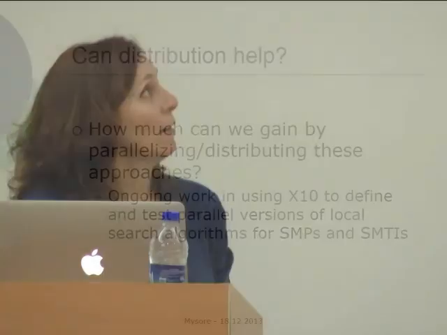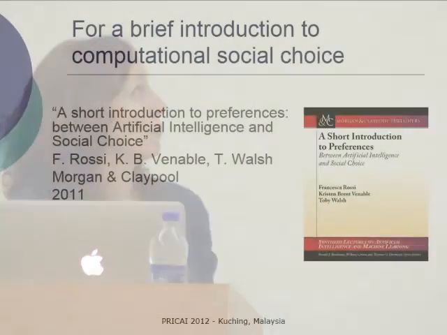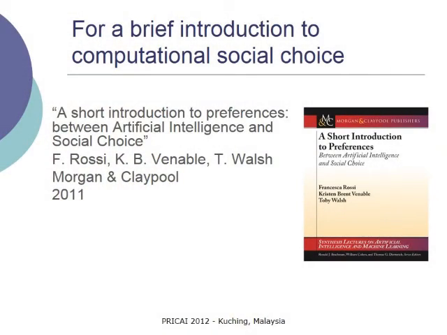And then here, actually, I think the distribution and parallelization can help because these local search algorithms are very easily distributable, and so it's nice to try to understand how to make them scale up even more, because some of these problems in practice are very big numbers, in order to get them to scale up. Okay? This is a very short book.